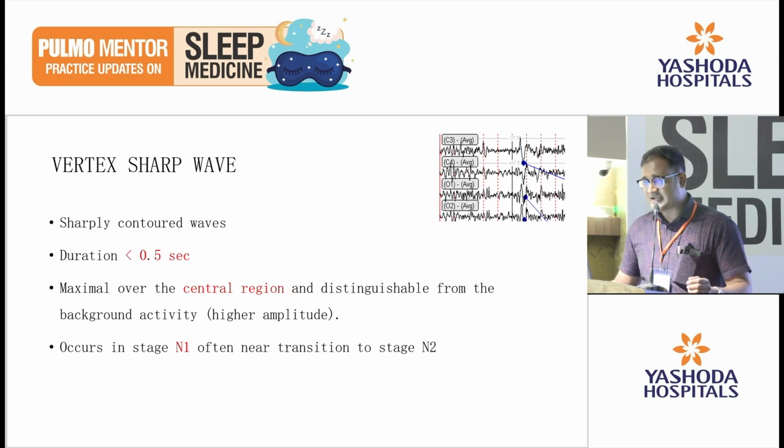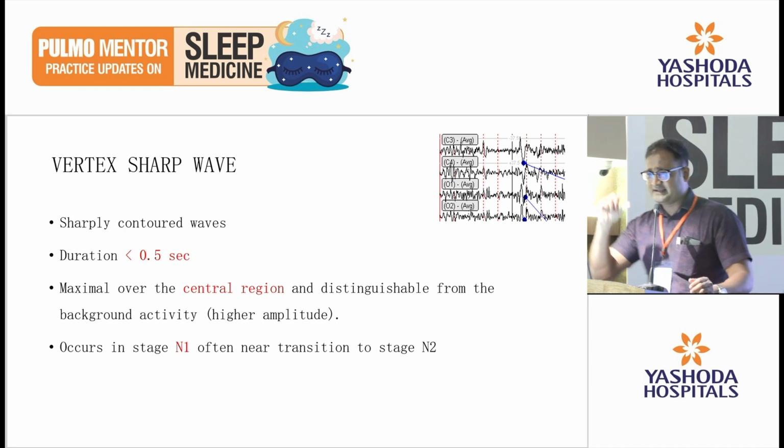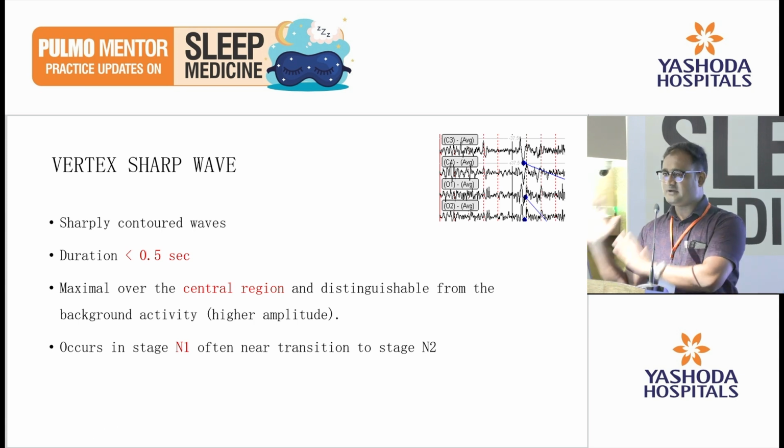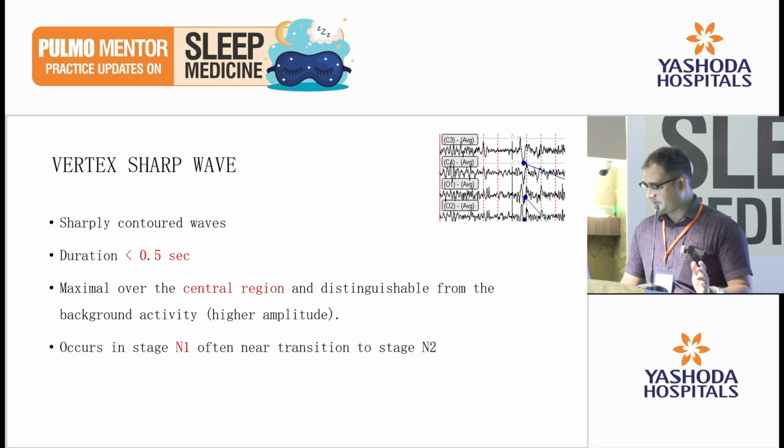Then vertex sharp wave, it is not a pattern of waves, it's a small, isolated wave. As you can see, this is a vertex wave, sharply contoured waves. Duration of vertex wave is usually less than 0.5 seconds. It is maximal over the central region, and it occurs during transition from N1 to N2. That is the vertex wave.